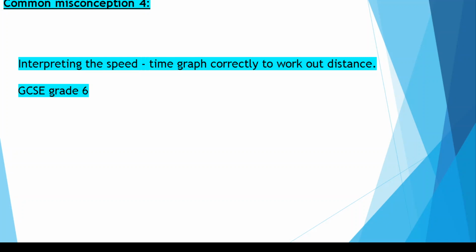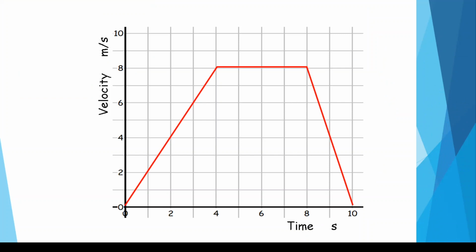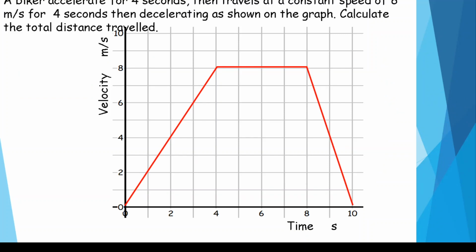Okay. Common misconception 4, which is interpreting the speed-time graph correctly to work out the distance, which is grade 6. So you've got the speed-time graph there. It says the biker accelerates for 4 seconds, then travels at a constant speed of 8 meters per second for 4 seconds, then decelerates as shown on the graph. Calculate the total distance traveled. Take your time and answer that question. If you're really stuck, put your hand up and I'll come round checking.